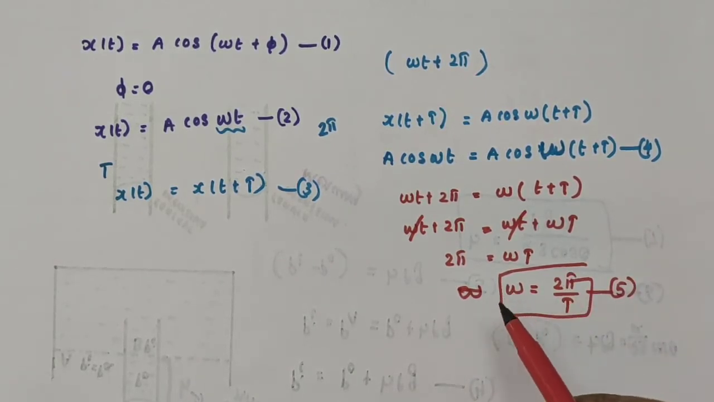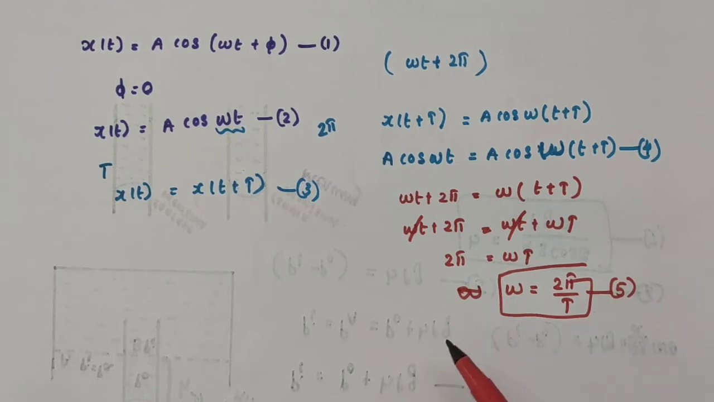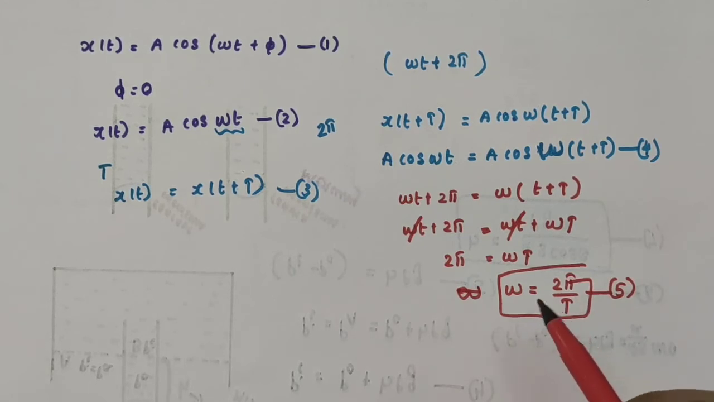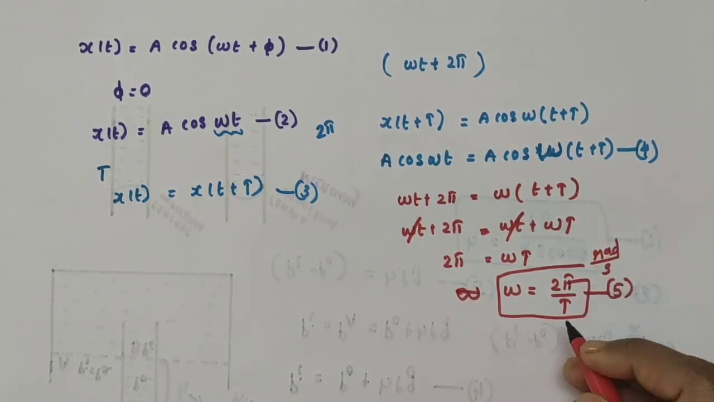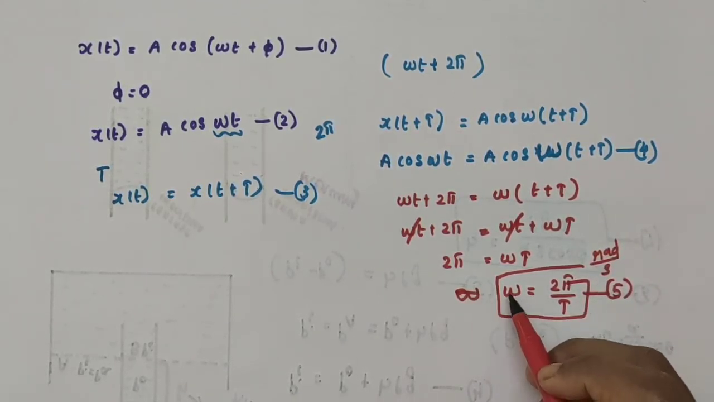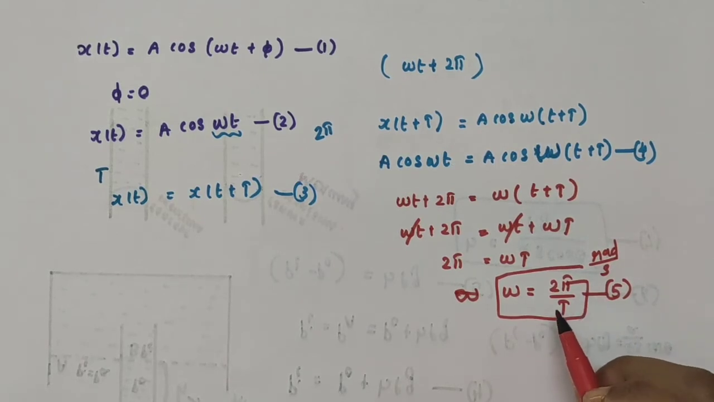That is, the quantity omega, which is the angular frequency of simple harmonic motion, can be related to the period of motion T by using this relation omega is equal to 2 pi by T, where 2 pi is taken in radian and the time period's unit is second. So the SI unit of omega is radian per second.